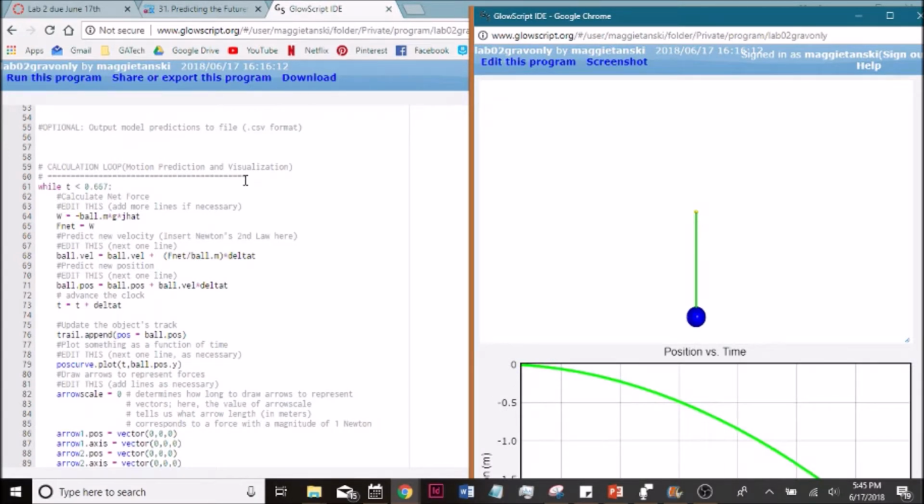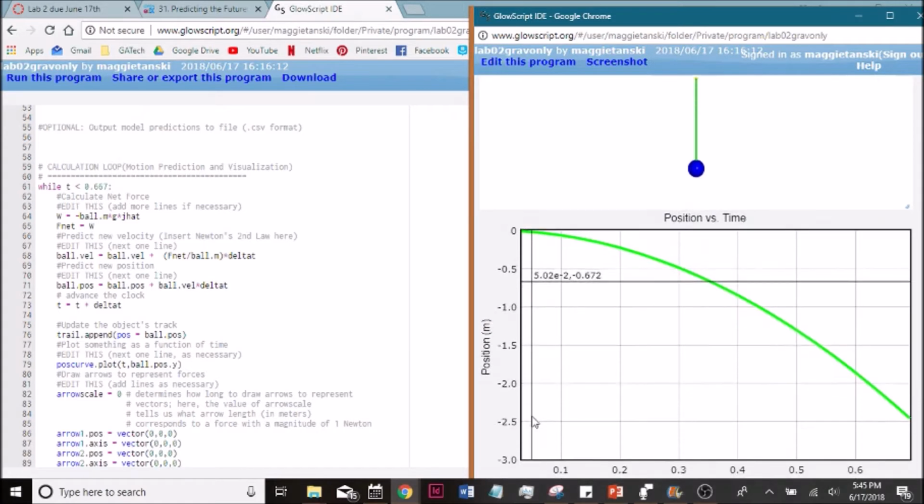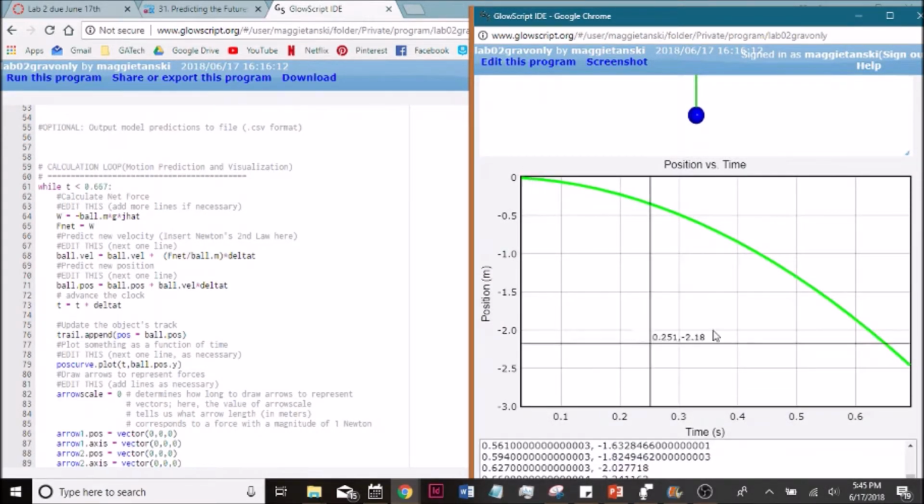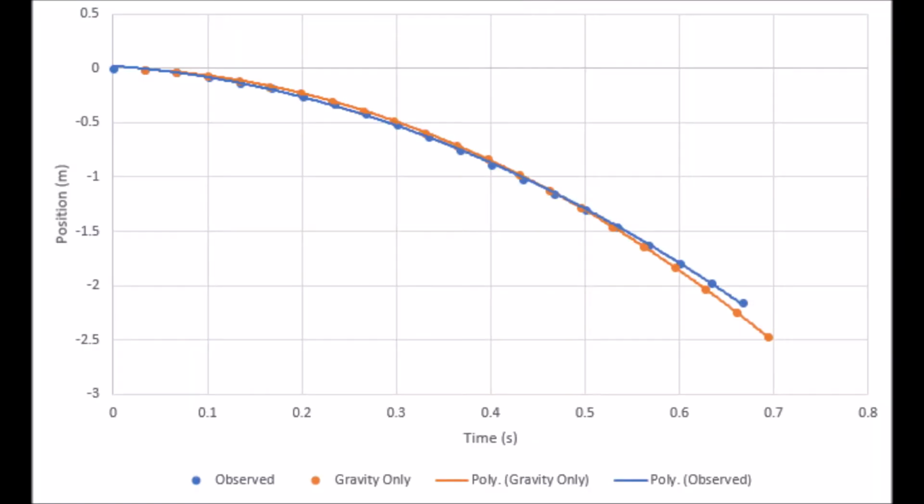The position versus time graph that is generated is very similar to the one from Tracker, but let's see how they compare when plotted together in Excel. As you can see here, the two lines are very similar except for at the end, where the gravity-only graph dips below the observed graph. I think this is because there is another force acting on the ball besides gravity. This force is drag, or air resistance.